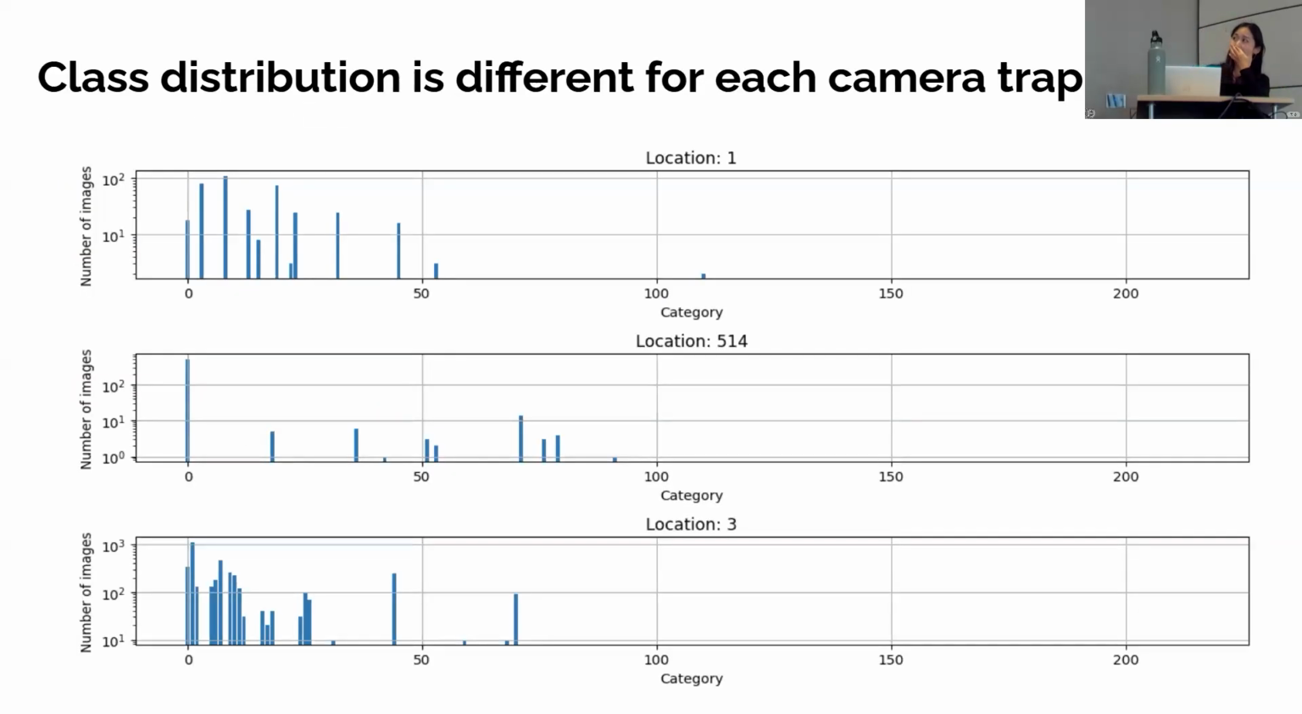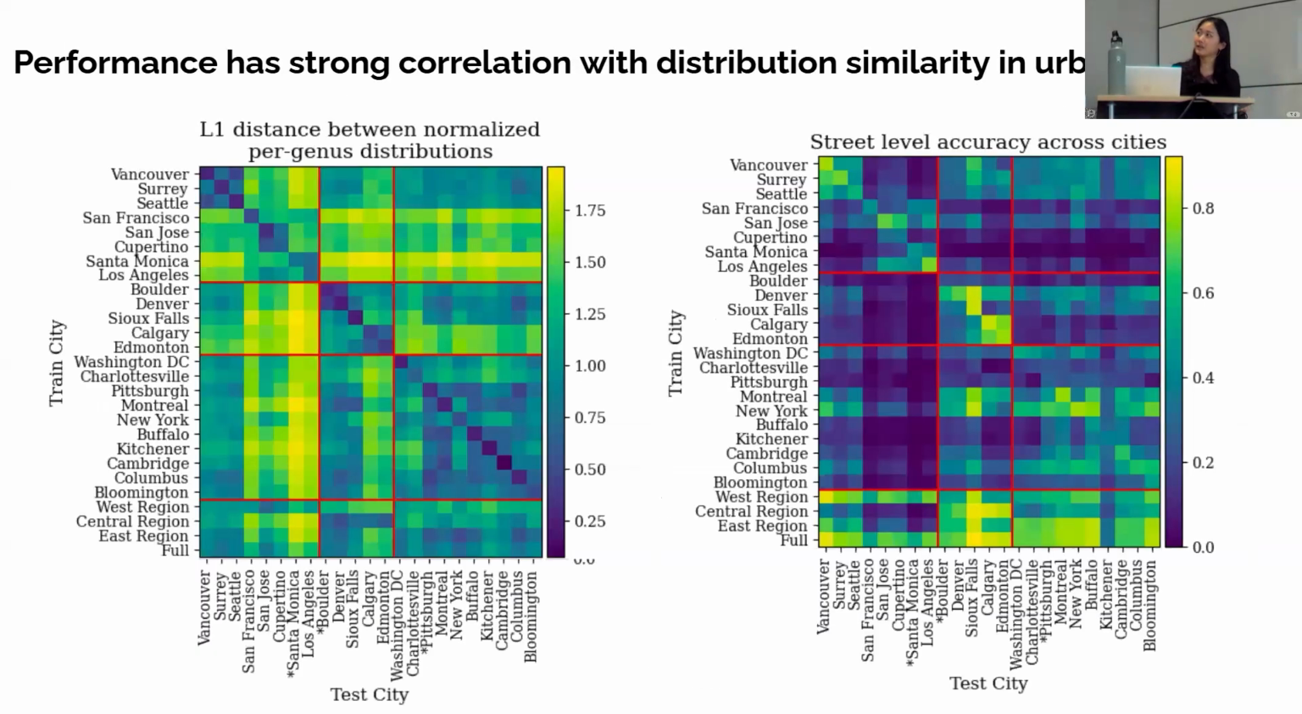And this is one example of how class distribution changes for every camera trap location. You might think it's obvious if location 1 is in one continent and location 514 is in another continent, but this is also the case if you have camera traps within the same park, because certain animals have their territories and they have preferred routes between the parks. So certain camera traps, even if they're not very far from each other, will show different types of class distribution. And in general, this is pretty obvious, but performance has strong correlation with how similar different distributions are.